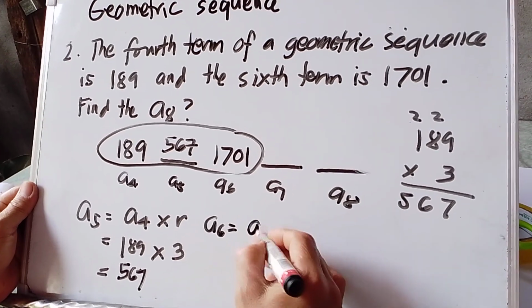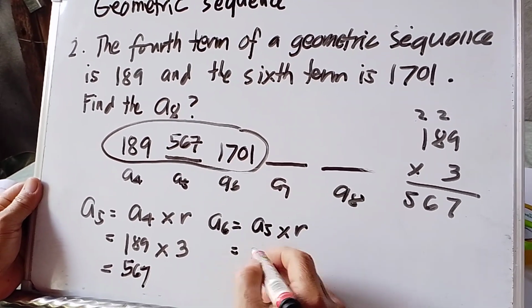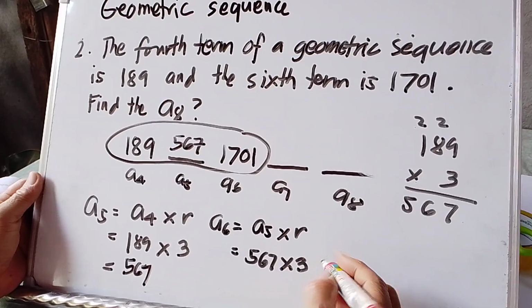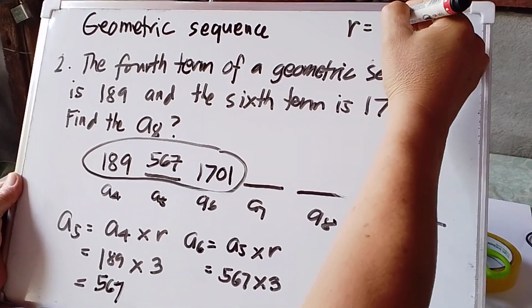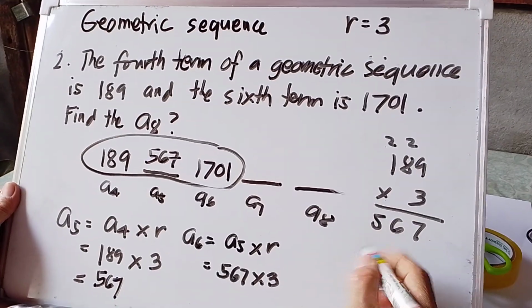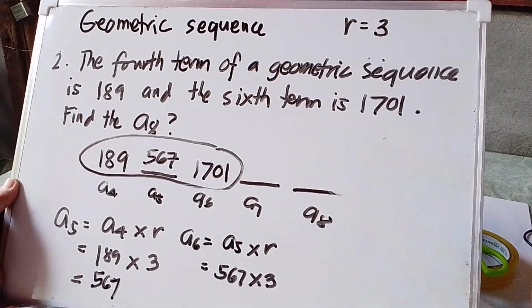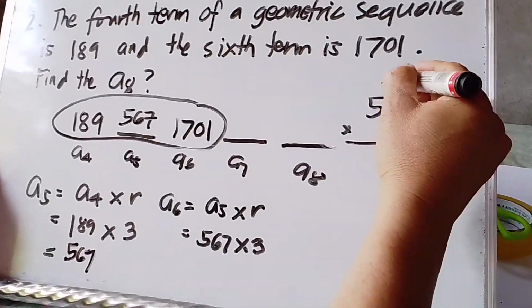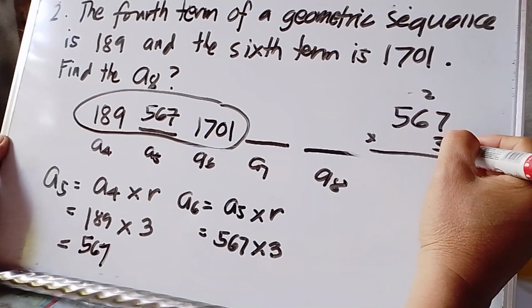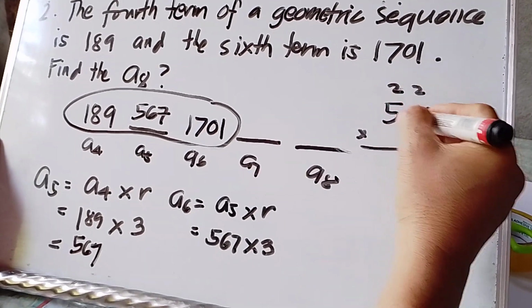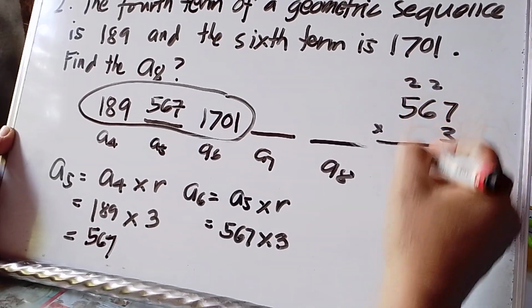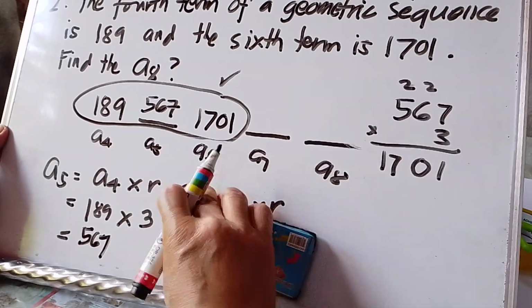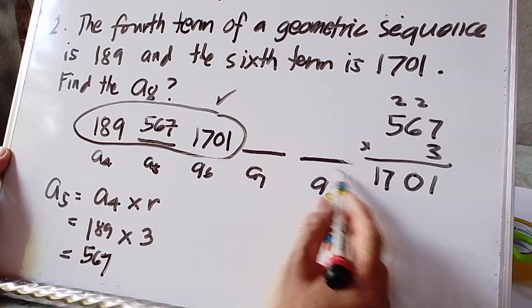1,701. So this will be A5 times R. A5 is 567 times 3. I have to put in here that R equals 3 so that I will not forget. So 567 times 3: 7 times 3 is 21, carry 2. 6 times 3 is 18, plus 2 is 20, carry 2. 5 times 3 is 15, plus 2 is 17, so 1,701. This is correct. Now, let's proceed to A7 until we reach A8.